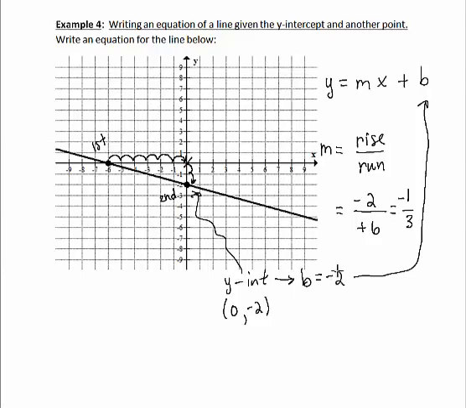I know what my b is, and so I simply take y equals mx plus b, and I replace m with a -1/3. I keep my x and my y, and then I write a -2 in the place of b, and so I can write subtract 2. And so that completes example 4. Here is my equation that describes this line graphed above.